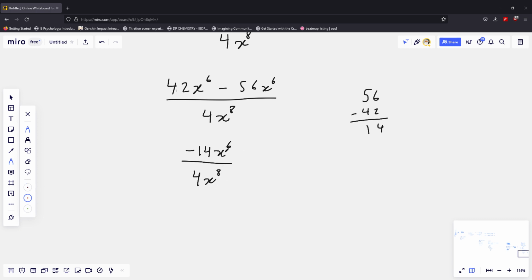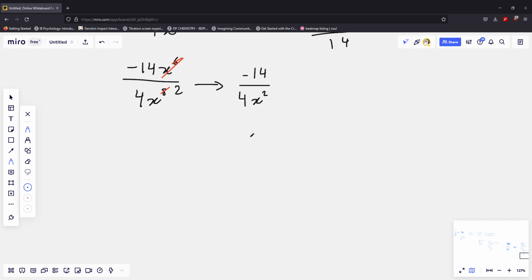Okay, well, let's cancel our exponents here. This is just gone. This becomes a 2. And we can say we get negative 14 over 4x squared. And of course, last step, we can simplify our fraction, negative 7 over 2x squared. Okay, here's our answer.